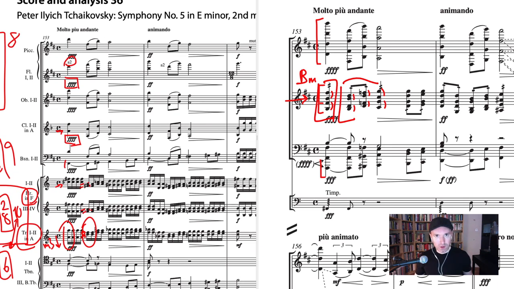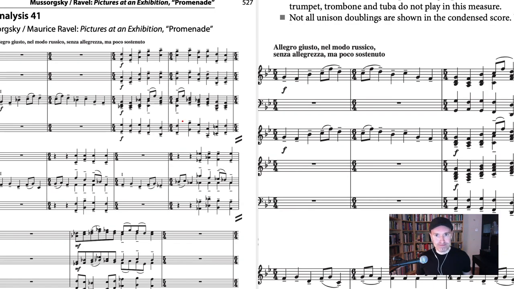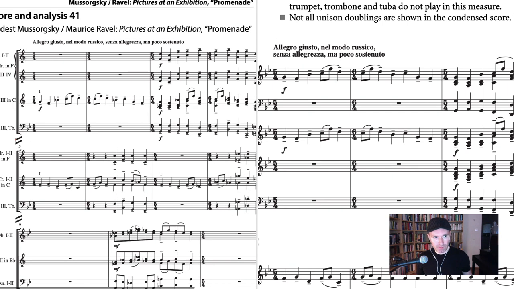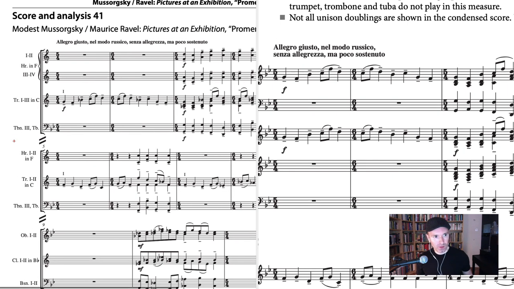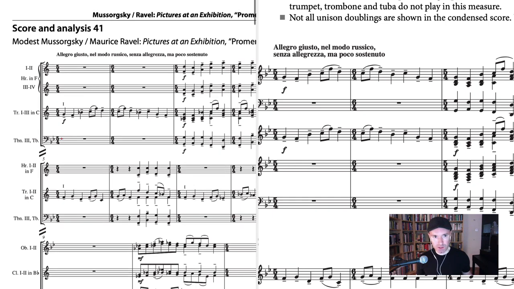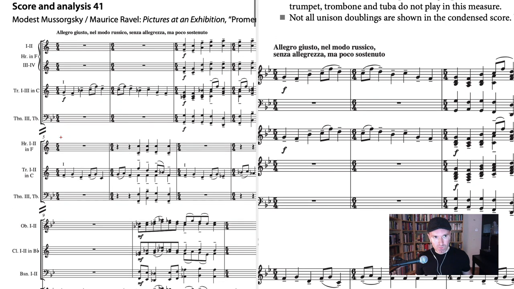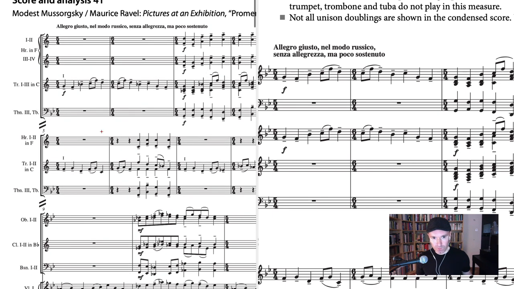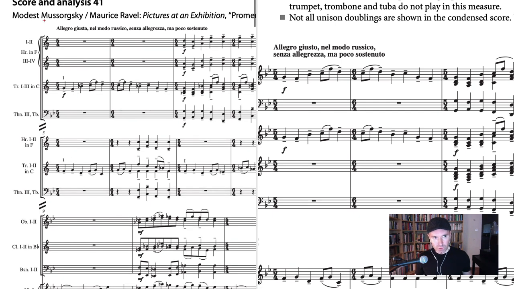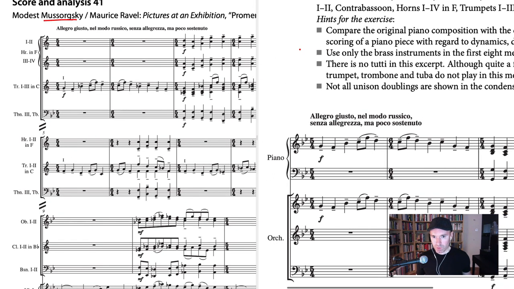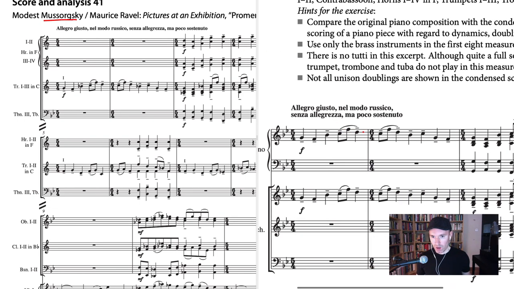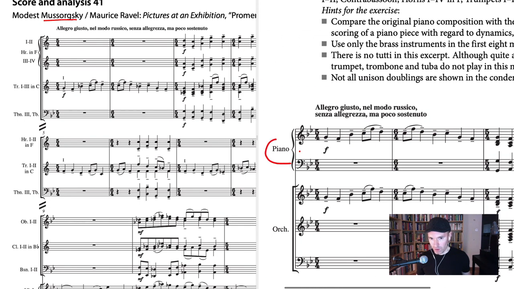And our last example is a masterpiece of orchestration. I mentioned it in our online meeting. If you look for a work to study, this should be your work. Mussorgsky, this is a piece by Mussorgsky. This is the condensed score, but we have also the piano part. Here we have the original piano score, and then this is the condensed score.